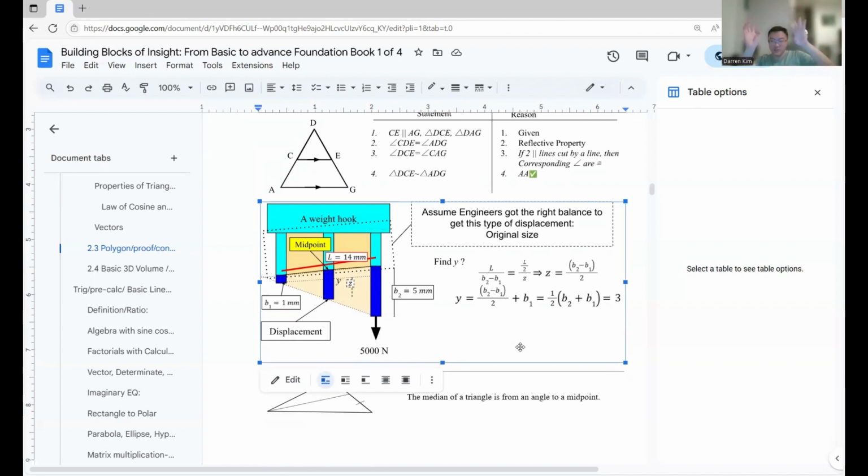Okay, here's a question, a good question, kind of. So I'm going to assume an engineer got the balancing right to get this kind of weird displacement from just a 500 force. That's kind of weird, but kind of yeah. We're just saying theoretically it's possible. Okay, we're just going to say it's possible. That's why I said don't worry about the physics of it.